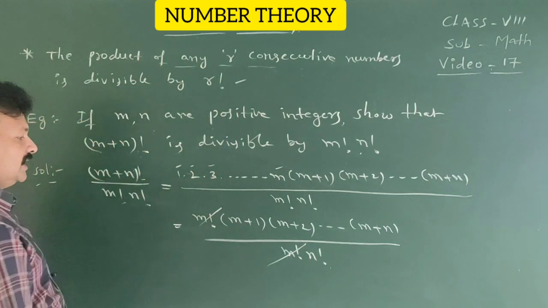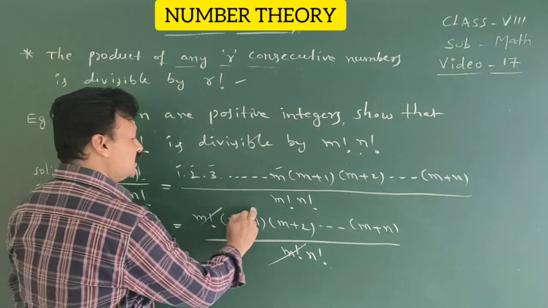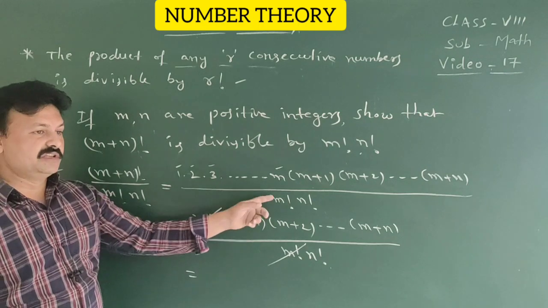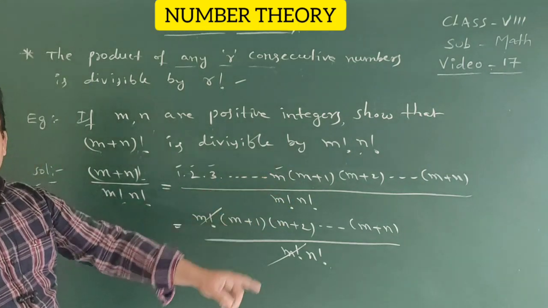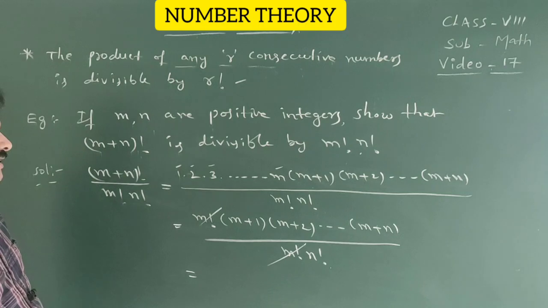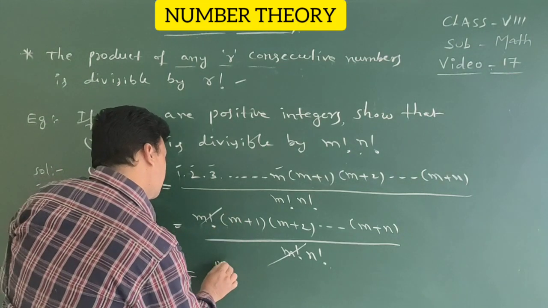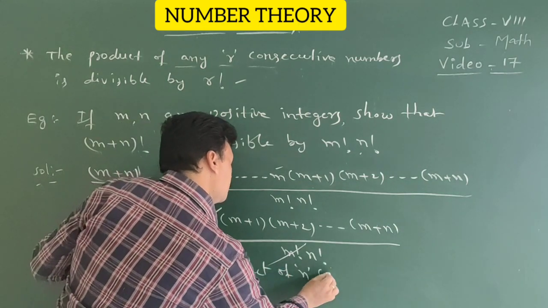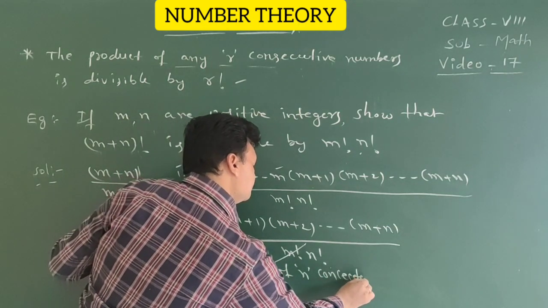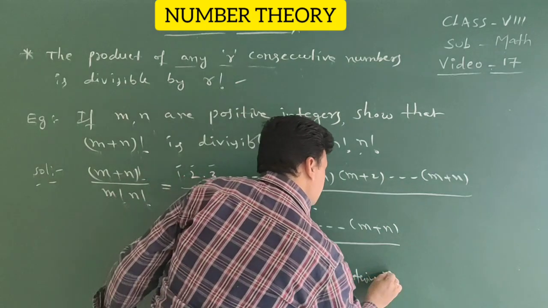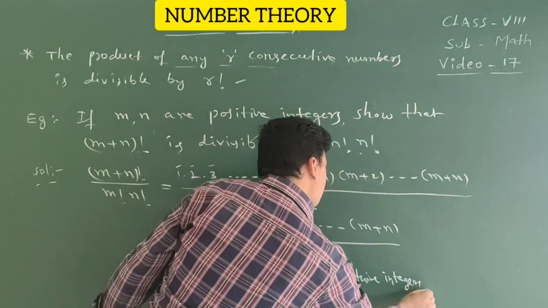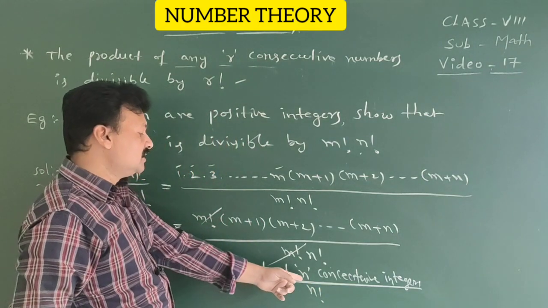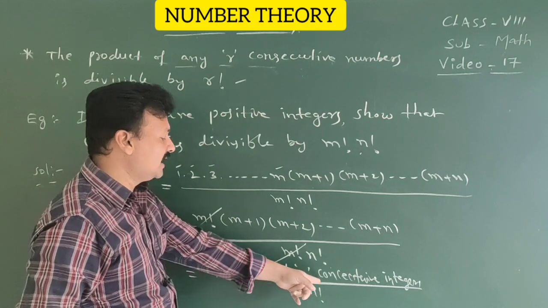Here m factorial gets cancelled. Here m plus 1, m plus 2, m plus 3 and so on. Here m is a positive integer, so plus 1, plus 1, plus 1 means these are consecutive integers. So here the product of n consecutive integers is divisible by n factorial. The product of n consecutive integers is also divisible by n factorial.